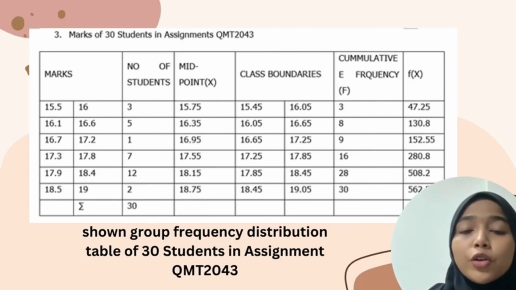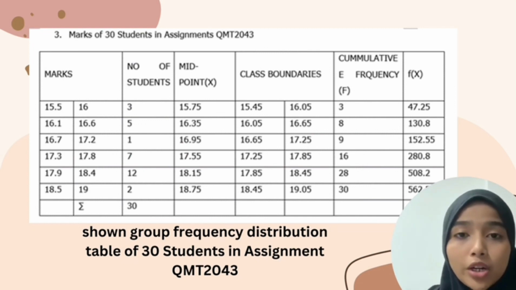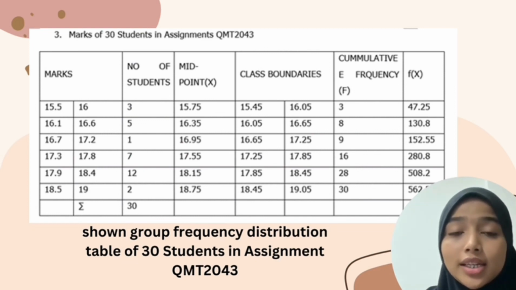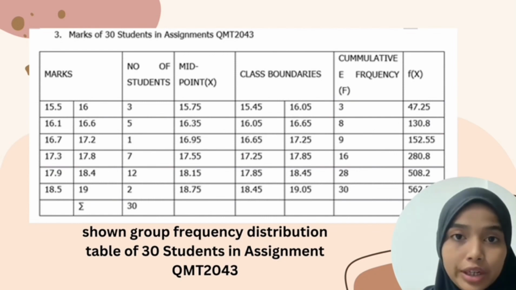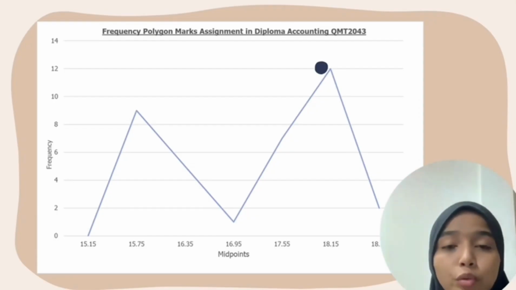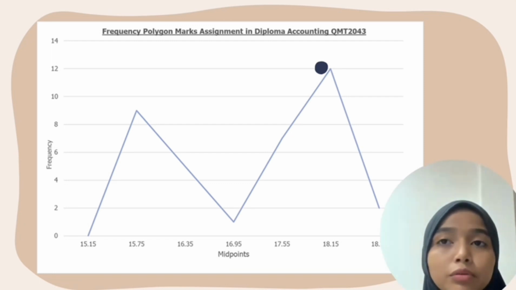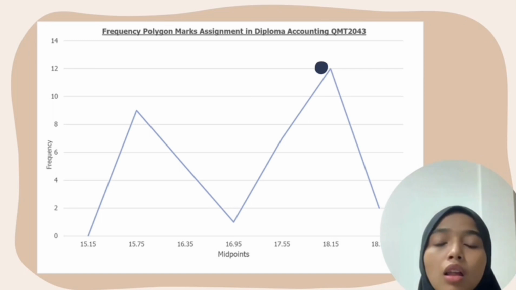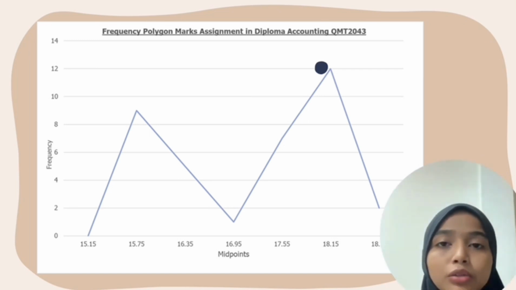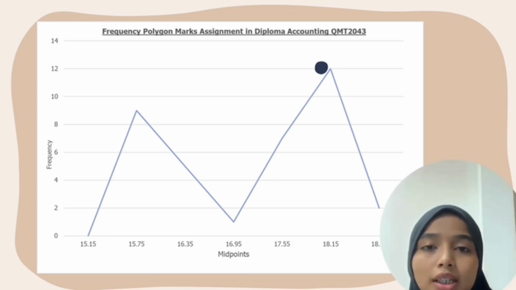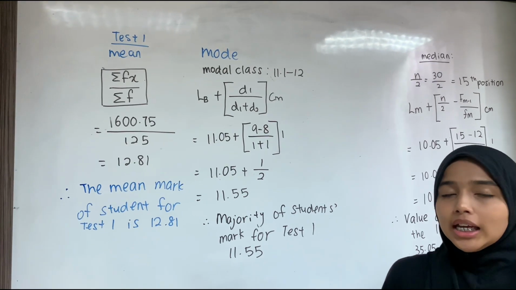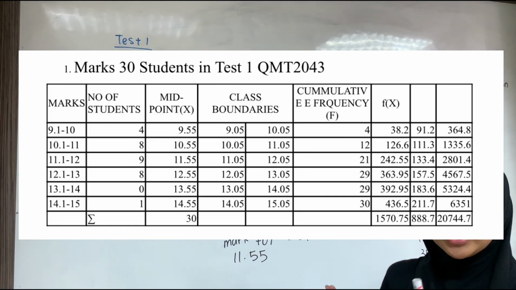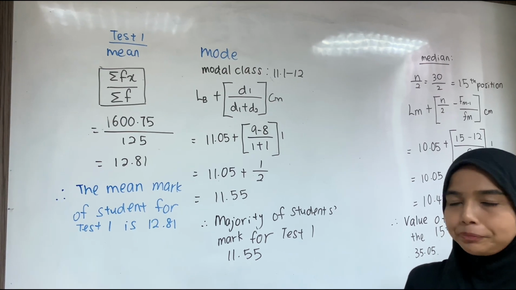This is the frequency normal distribution table of marks of 30 students in assignments QMT2043. Next, we're moving on to the frequency polygon in assignments, diploma in accounting QMT2043. From all data above, we found 14 students get the highest for midpoint 18.15 in assignment marks. Alright, this is the frequency distribution table for test 1.